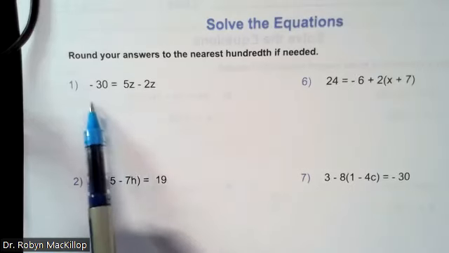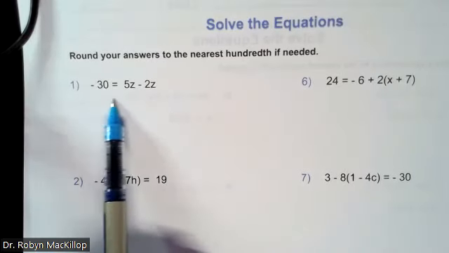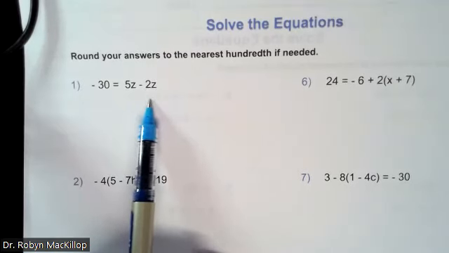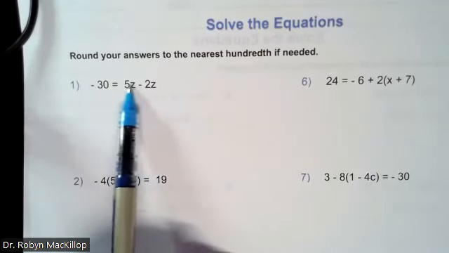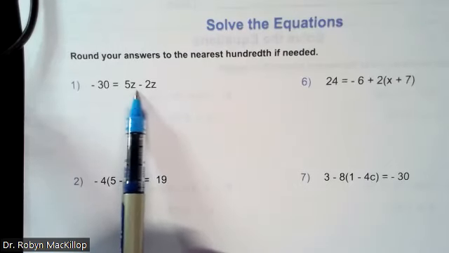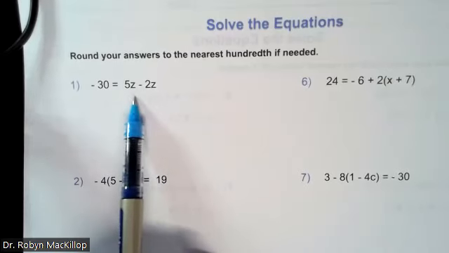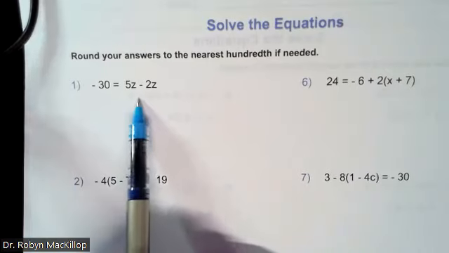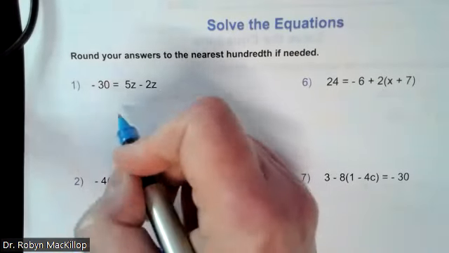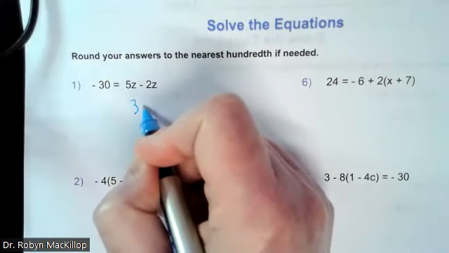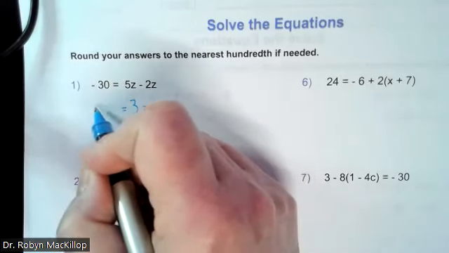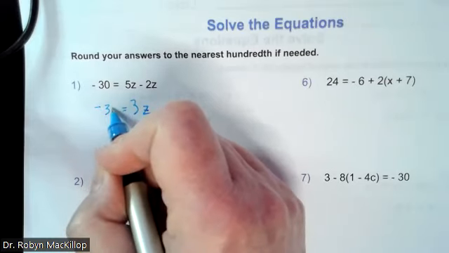Okay, negative 30 equals 5z minus 2z. So all we need to do here is deal with these first. You can add and subtract variables if they are the same. Both of these are z. So 5 minus 2 is 3z. And bring down the equal sign and the negative 30.